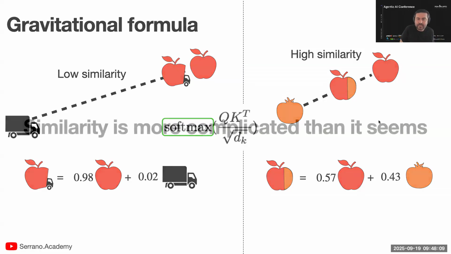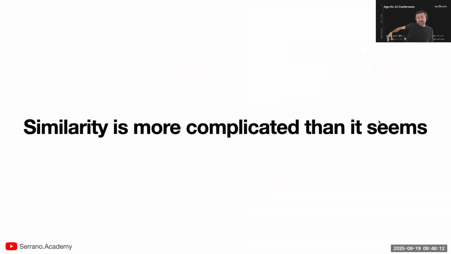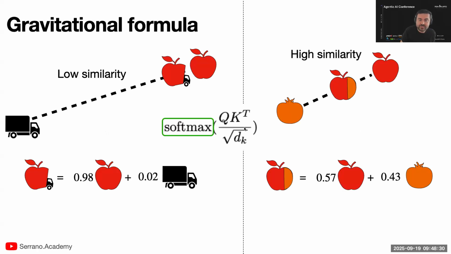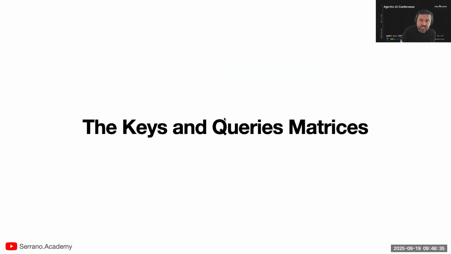So I've been talking about similarity, but actually similarity is way more complicated than it seems. Because gravity is complicated, right? You don't just pull the same. Big planets pull more, small planets pull less, and the same thing happens with similarity. So there's this thing called the keys and query matrices, which appeared here. I'm going to tell you for some time what K and Q are.